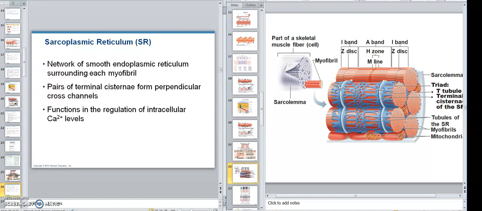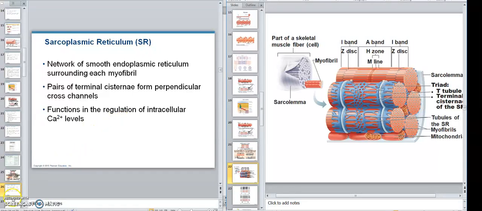Now, right in the middle of the terminal cisternae is something we're going to talk about known as the T-tubule, which is at a transverse angle to the longitudinal axis of the muscle. This terminal cisternae, that terminal cisternae, and this T-tubule form something we call the muscle triad. The muscle triad is the T-tubule plus two terminal cisternae. So what again does the sarcoplasmic reticulum do? It sequesters and stores calcium. That's the sarcoplasmic reticulum.